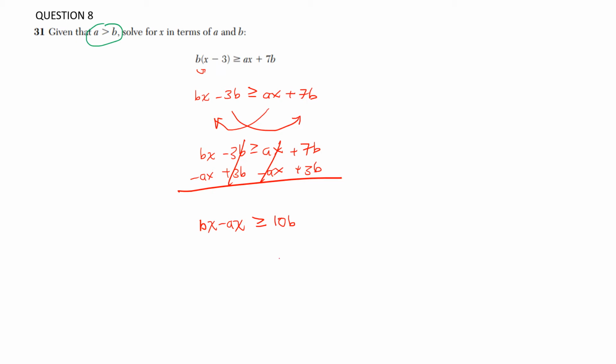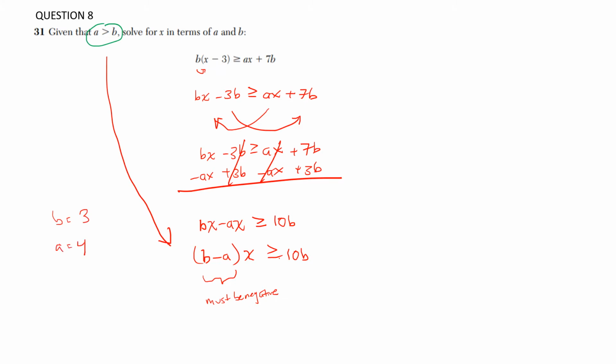So I'm going to factor out the x here. So b minus a times x is greater than or equal to 10b. Now we have to bring back this part I circled in green from before, that a is greater than b. So if we look at this expression b minus a here, if a is greater than b, then b minus a must be negative. And we can convince ourselves, we could plug in really any number. We could say if b is equal to 3 and a is bigger than b, let's say a is equal to 4, well then 3 minus 4, b minus a, is negative 1. It's going to be negative.